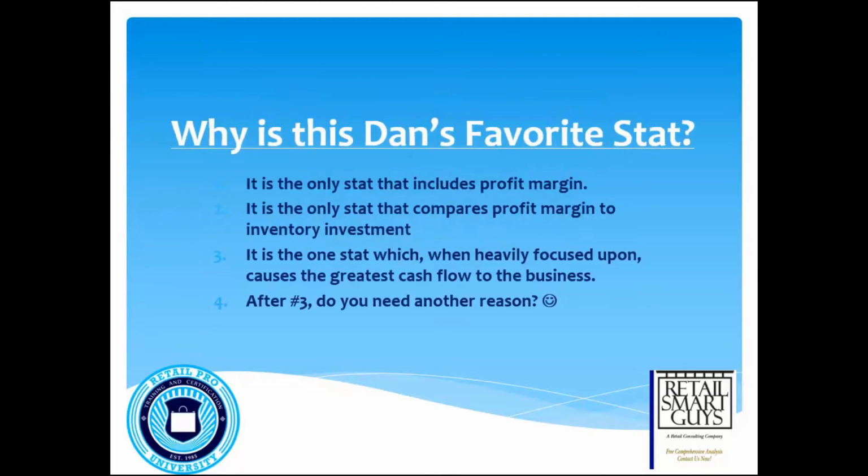Okay? Now, why do I call this my favorite stat? Why is it my favorite one? It's the only one, if you think about the other ones, that includes profit margin. Most people measure turn. They'll measure it based on cost, or they measure it based on units. Sell-through based on cost or based on units. This one actually includes profit margin as its definition, okay? And it's the only one that actually looks at your profit margin compared to your actual inventory investment, okay?